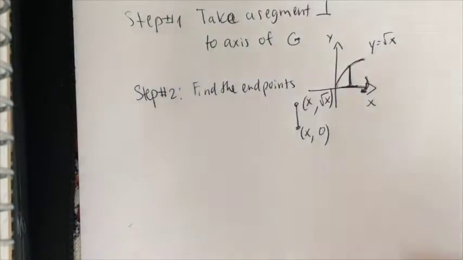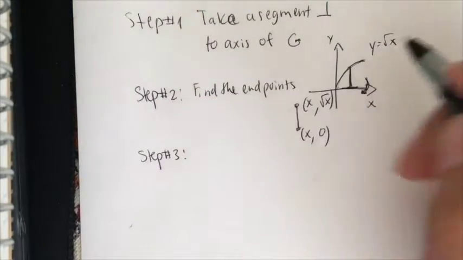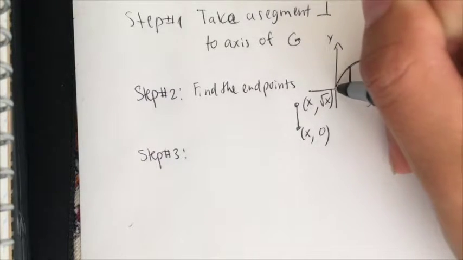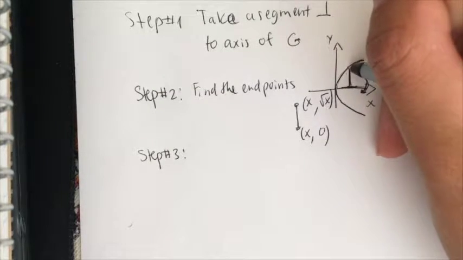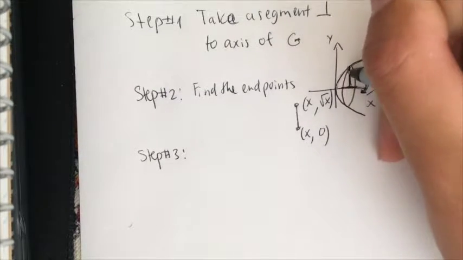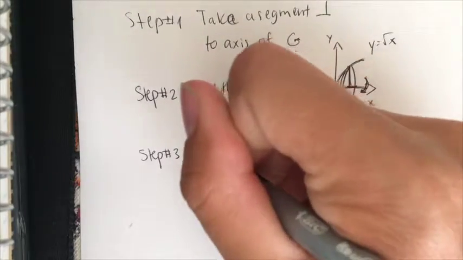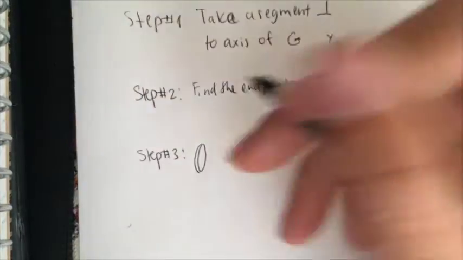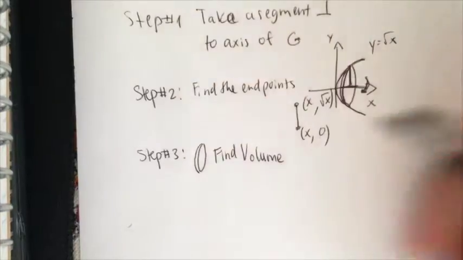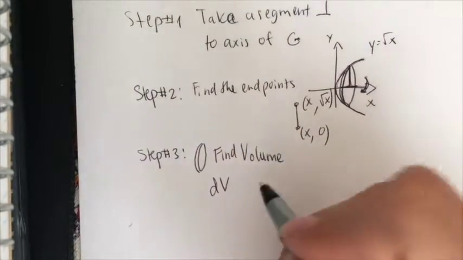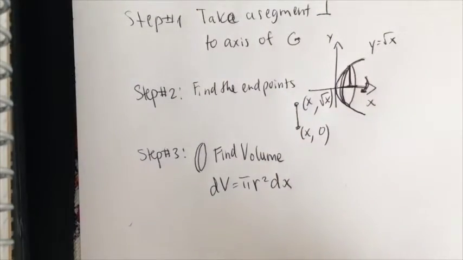Okay, step number 3. Find volume of a disk. So when we're rotating around the x-axis, we get a shape that looks like this, and when we rotate our segment, we get a disk with a thickness dx. So when we get the disk, we need to find the volume, which will be dV equals pi r squared dx. Okay?